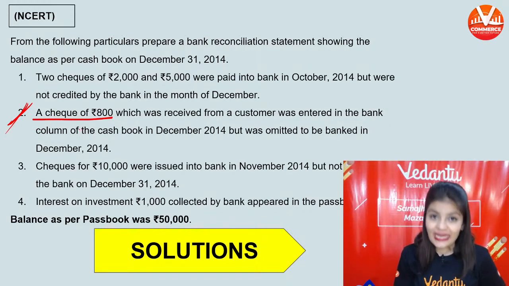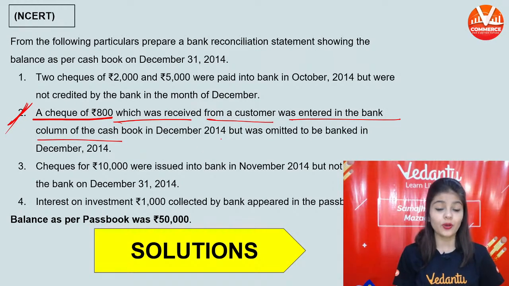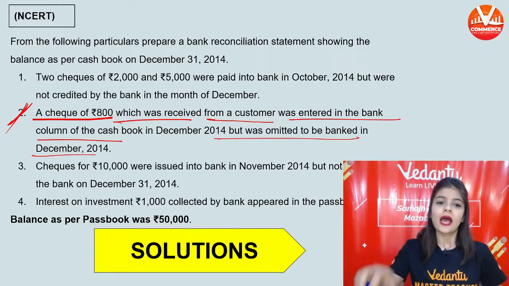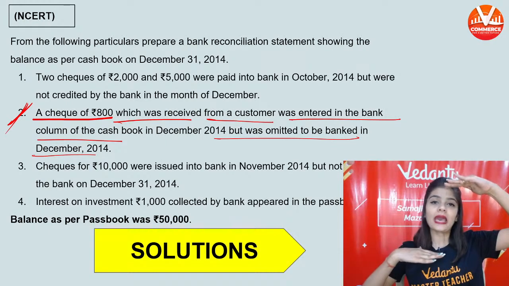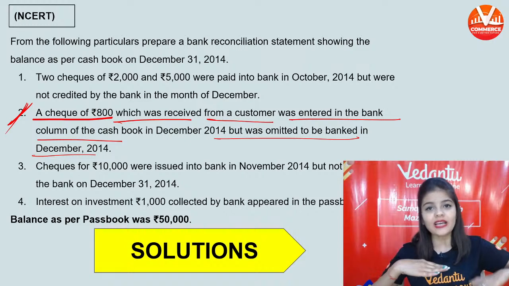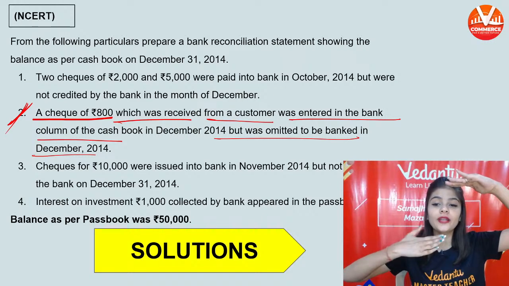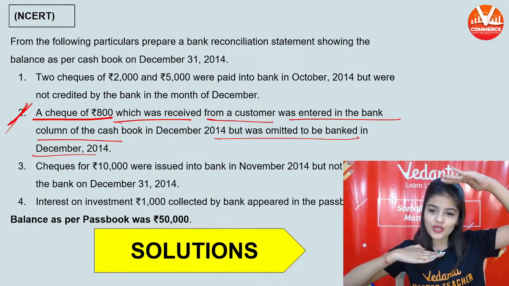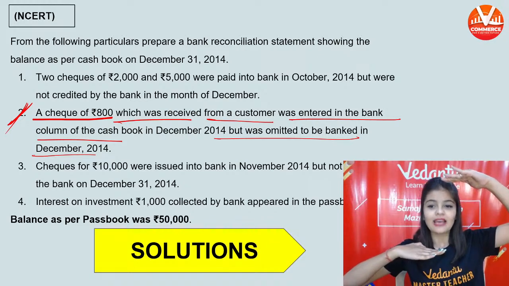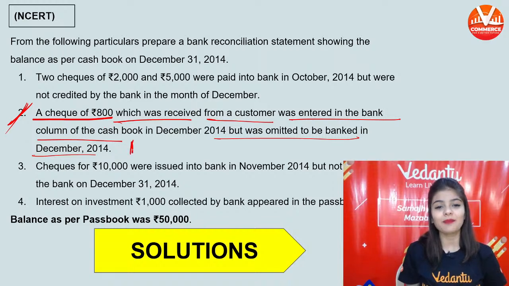A check of 800 which was received from the customer was entered in the cash bank column of the cash book but was omitted to be banked. आपने कोई चेक रिसीव किया जो कि रिकॉर्ड कर लिया गया है in the cash book. You have received a check from a customer and it is recorded in the cash book, but it is not recorded in the passbook. Well done, Monica. Well done, Vijayan. Well done, Natural Beauty. We will add in the passbook.